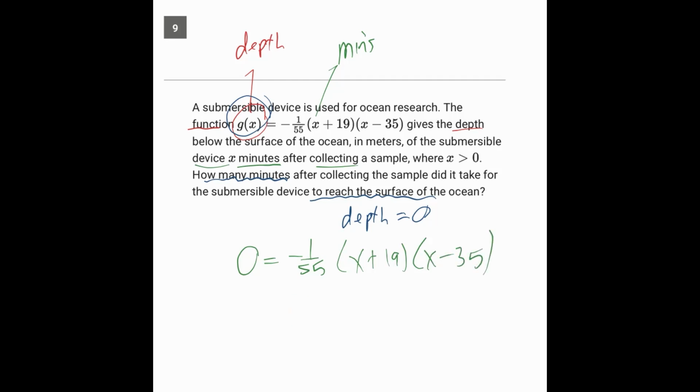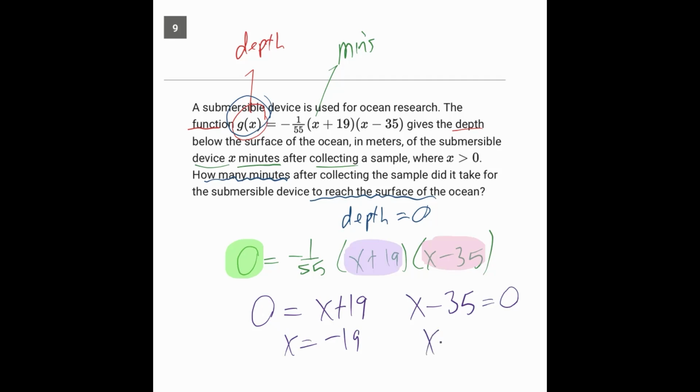Now we can use our zero product rule because we have multiple items being multiplied together with an answer of 0. And the zero product rule is that in that situation, you want to set each piece equal to 0. Of course, we're not going to set the negative 1 over 55 equal to 0 because that doesn't make sense. But here, we can take away 19 from both sides, and here, we can add 35 to both sides.